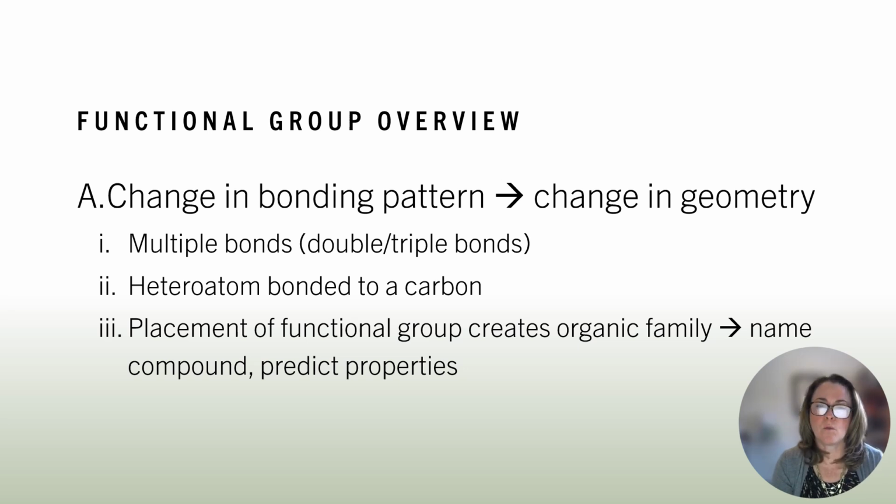So typically it would be a halogen like chlorine, fluorine. It might be an oxygen, it might be a nitrogen. The placement of the functional group creates what we call an organic family. This determines the name of the compound and it allows us to predict the properties of that compound.